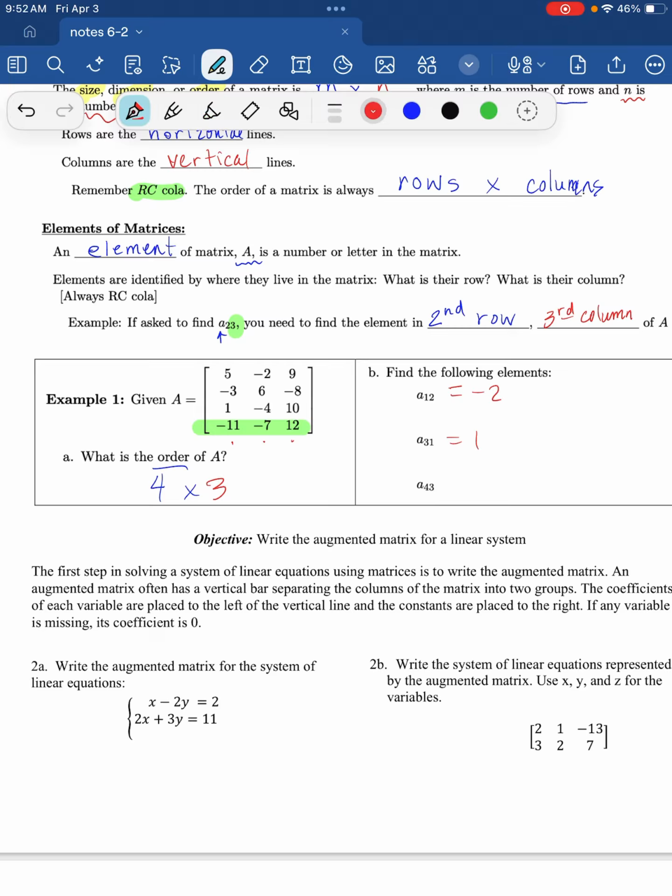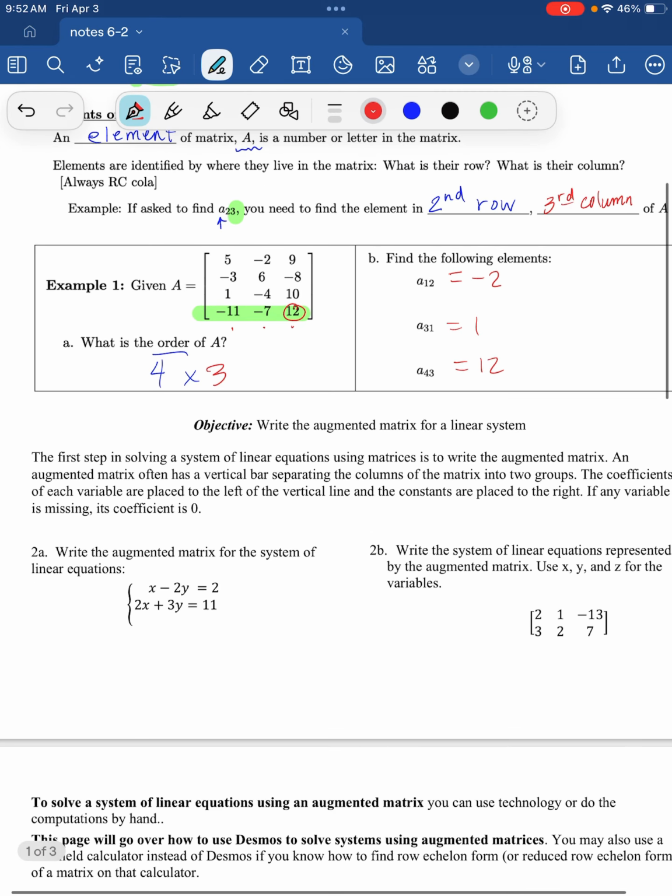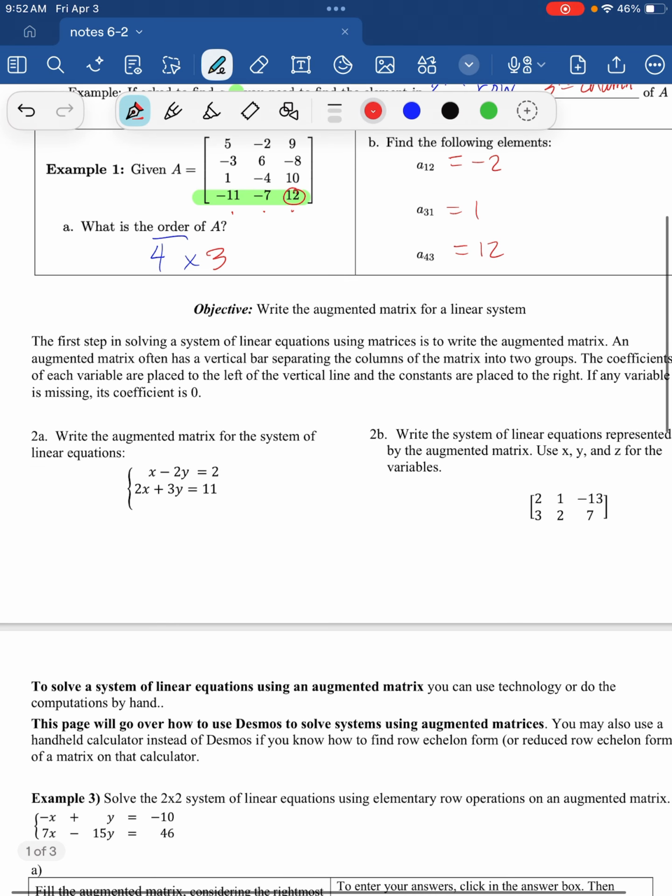So the fourth row is that row, and the third column has a 12 in it. So now that you know what a matrix is, how to describe its size, how to describe a certain element in a certain position or address in the matrix, how do these relate to the systems that you were solving in 6.1?